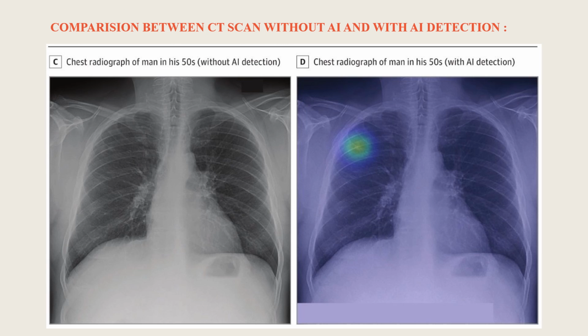Here, in this image, we can see the comparison between the CT scan without AI detection and with AI detection. Normally, in the CT scan, we cannot detect the minute nodules of the cancer, whereas this artificial intelligence can distinguish the small bits of malignant growth on CT scan more precisely and with higher accuracy than the normal CT scan.